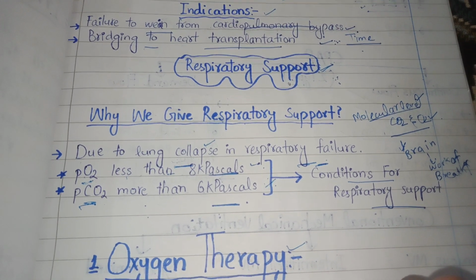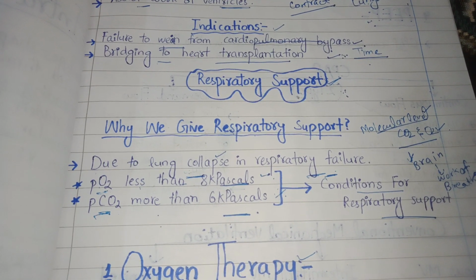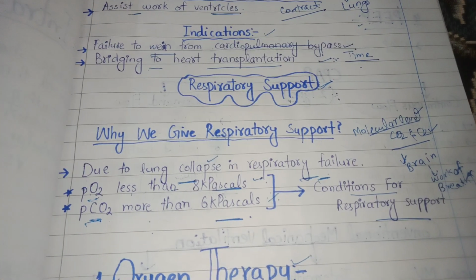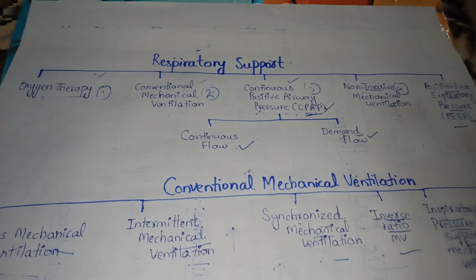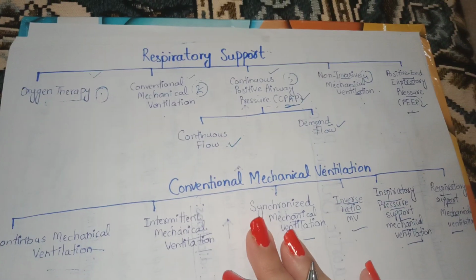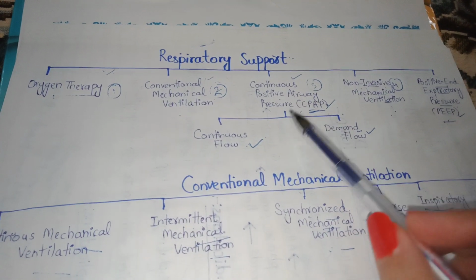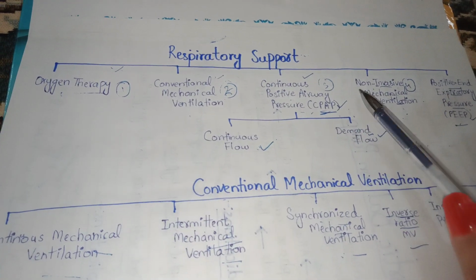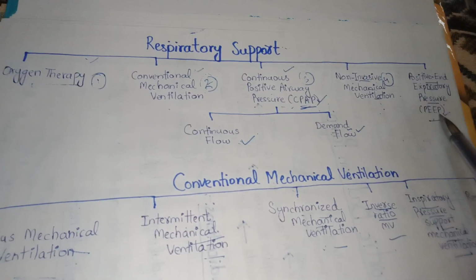Now we will discuss the 5 respiratory supports in detail, which I have told you in the previous lecture. So let's revise that lecture so that you can better understand the concepts. That is the flow chart for respiratory support. There were 6 types of respiratory support: oxygen therapy, conventional mechanical ventilation, and continuous positive airway pressure, also called CPAP. CPAP has 2 further types: continuous flow and demand flow. The fourth one is non-invasive mechanical ventilation, and the last one is positive end expiratory pressure, also called PEEP.